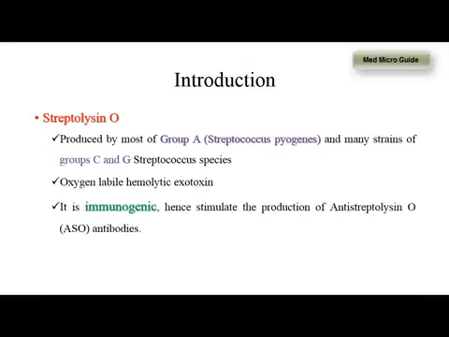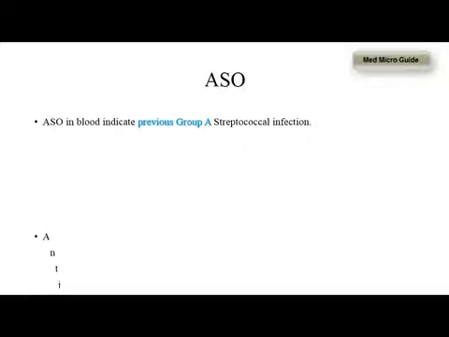Streptolysin O is highly immunogenic and hence it stimulates the production of anti-streptolysin O antibodies. The presence of anti-streptolysin O antibodies in the blood indicates a previous group A streptococcal infection. Almost 3 to 6 weeks is required for the ASO to be formed after the infection.